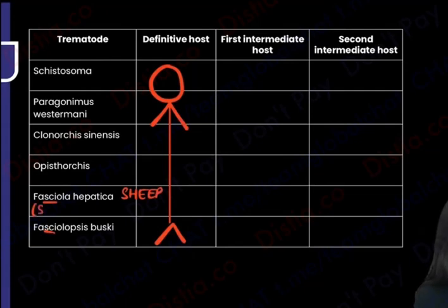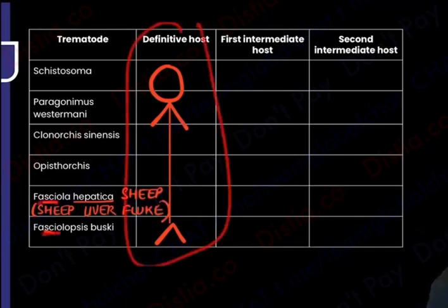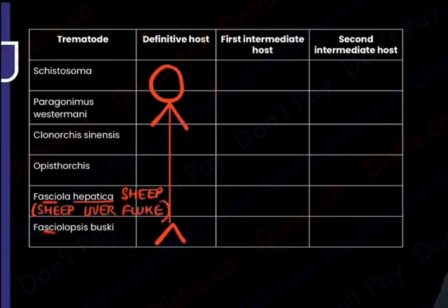That is why this is known as Fasciola for sheep and hepatica for liver. That is why this is known as the sheep liver fluke. That is the reason it is called the sheep liver fluke. So all of them, it is human. Only for this Fasciola, sometimes even for Fasciolopsis buski, sheep can come.